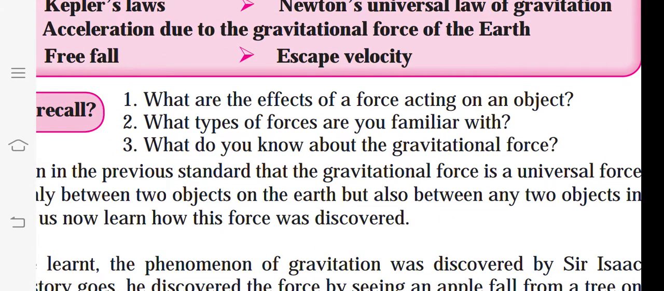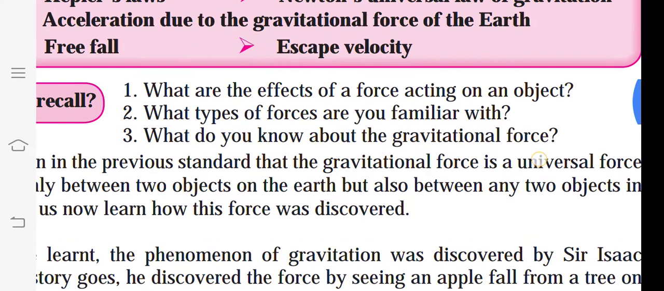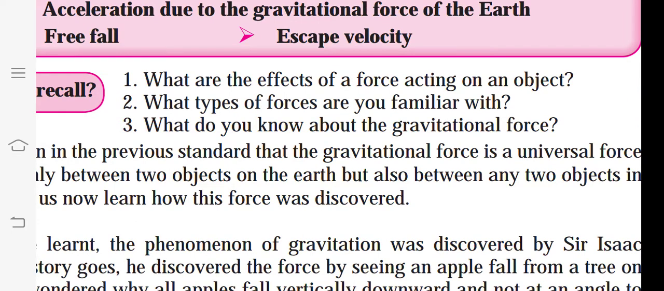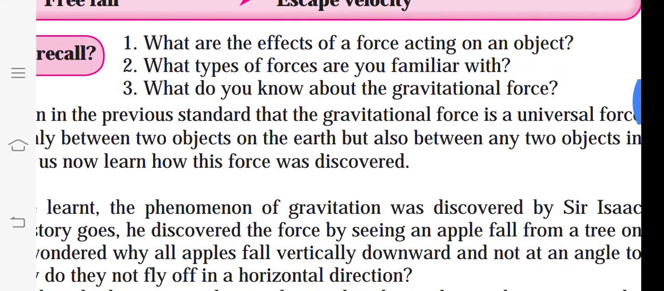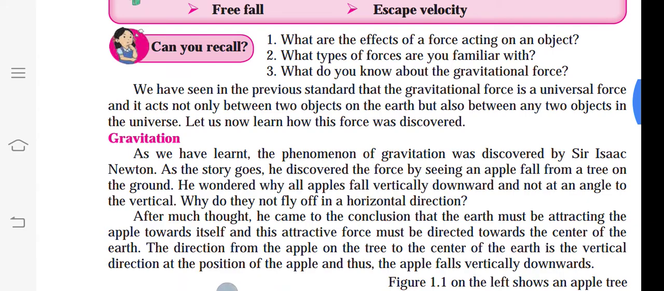The first one is, what are the effects of force acting on an object? Whenever an object is moving from the upper side to the downside, there is a force. Definitely we know this from the ninth standard. What types of forces are you familiar with? Definitely there are two to three forces: frictional force, gravitational force, static force. What do you know about the gravitational force? Gravitational force is due to the gravity of the earth. So these are the three basic questions which we already discussed in the ninth standard.